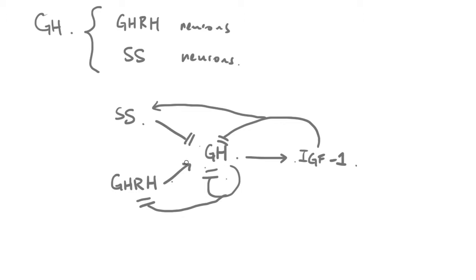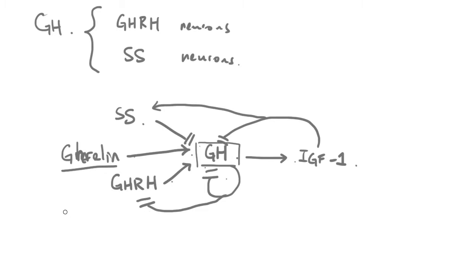And one more thing to note here is that other than these two, GHRH and SS, there is also a third regulatory hormone, which is ghrelin from the stomach. Ghrelin regulates our hunger, our appetite, and what it does is it would stimulate the release of GH.